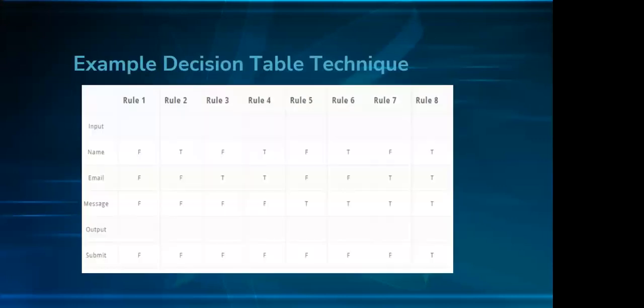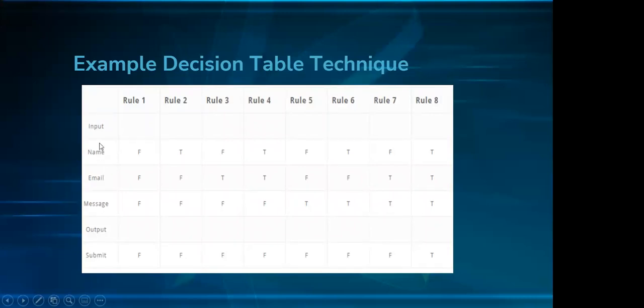So let's take an example. This example is from a website. I've got rules 2 to 8. I just picked all the combinations and I use F for false, T for true. So these are my inputs: name, email, message. Then the output, my submit, this is when my submit will be enabled.